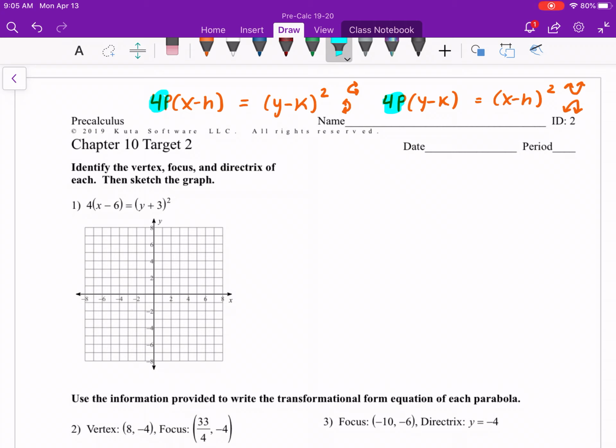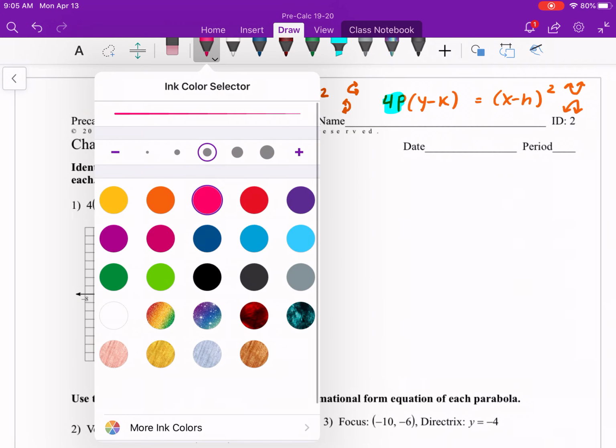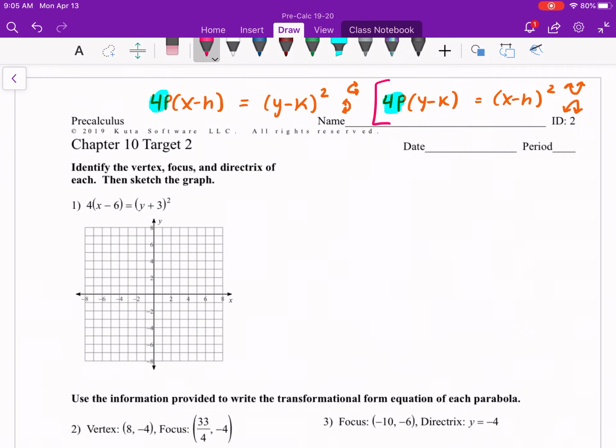When your coefficient P is positive and you're looking at your x squared equation, that means your parabola is going to open up. When P is negative, that means your parabola is going to open down. Vice versa, when you're over here looking at your y squared, when P is positive, that means your parabola is going to open to the right. When P is negative, your parabola is going to open to the left.